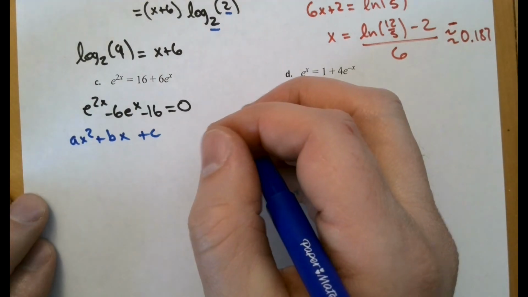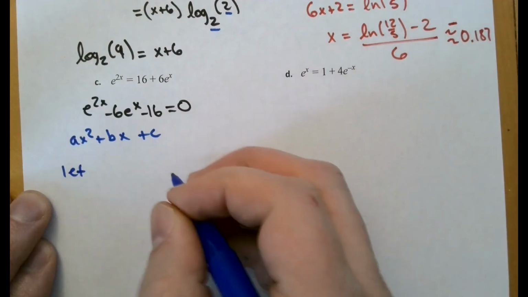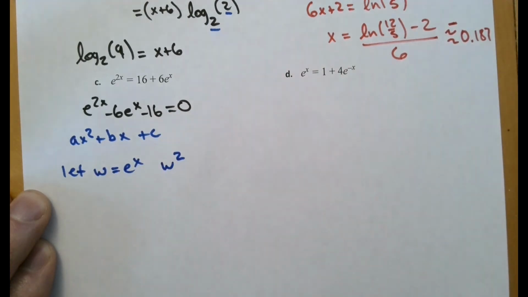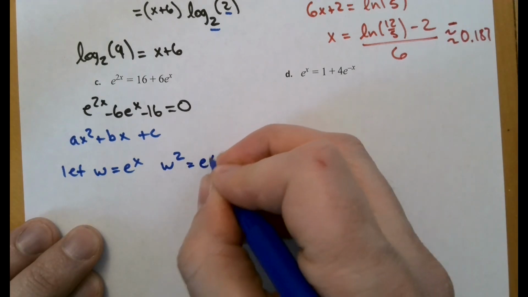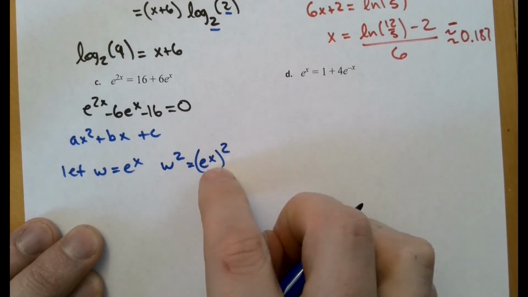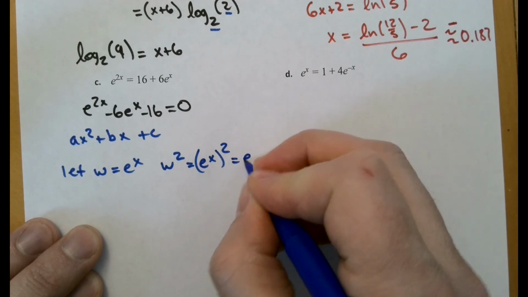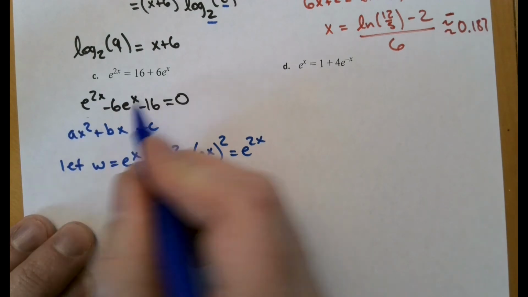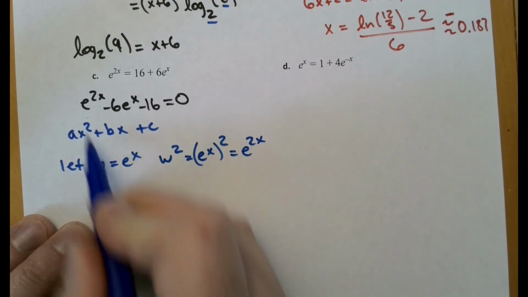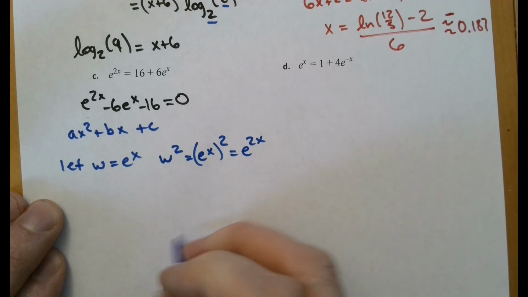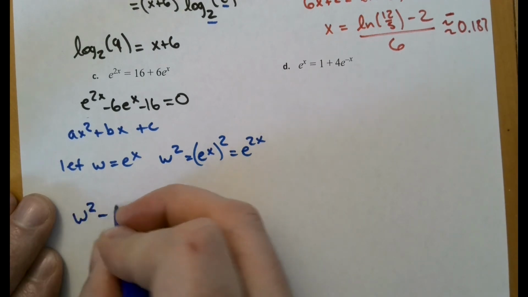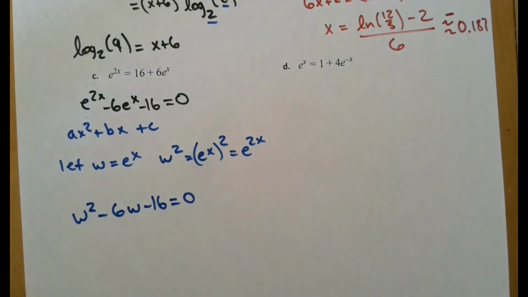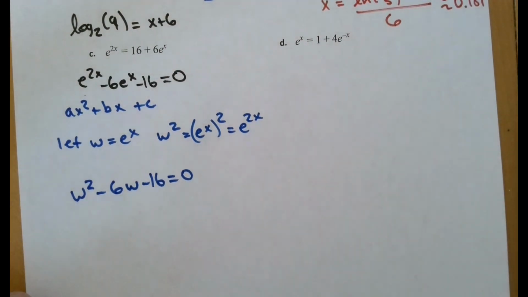So I'm going to do a substitution. I'm going to say, let's let w equal e to the x and ask myself, what's w squared? Well, that's equal to e to the x squared, and if you remember your properties of exponents, you multiply these exponents, so we get e to the 2x. That means I can rewrite this equation by substituting in these letters for e to the 2x and e to the x, and I would get w squared minus 6w minus 16 equals 0, and here we are, a nice, neat quadratic.